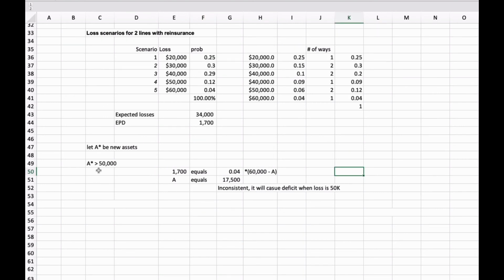Next, we assume there's only deficit in the last loss scenario when loss is 60,000. Set EPD 1700 equal to loss probability 0.04 times deficit 60K minus A. A is equal to 17,500. It's not consistent with our assumption.